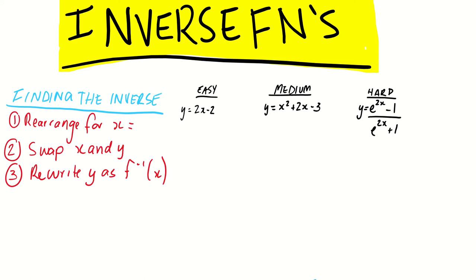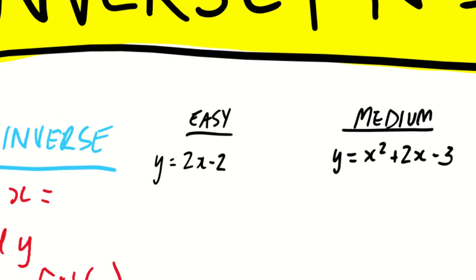So don't forget, there's 3 steps. We start by rearranging for x equals, then swap x and y around, and don't forget to rewrite y as the inverse notation once you have finished. So let's start with a nice easy one.